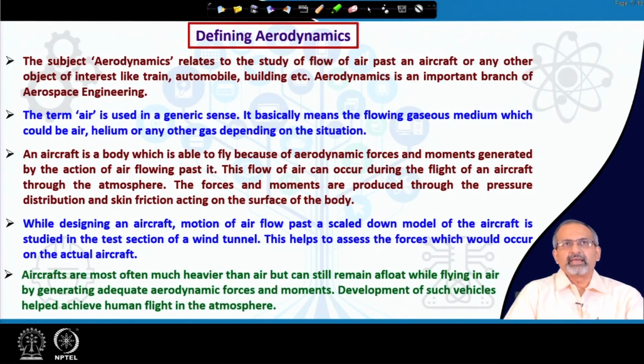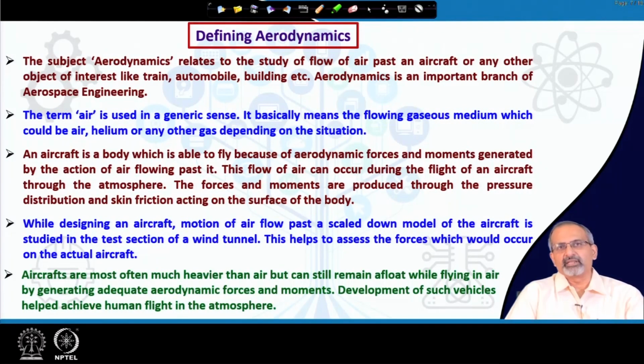When we say aerodynamics, we are talking about dynamics of air, that means moving air. The term air is used in a generic sense. It basically means the flowing gaseous medium, which could be air, which we see in our atmosphere, helium, hydrogen and many other gases depending on the application domain that we are looking at.